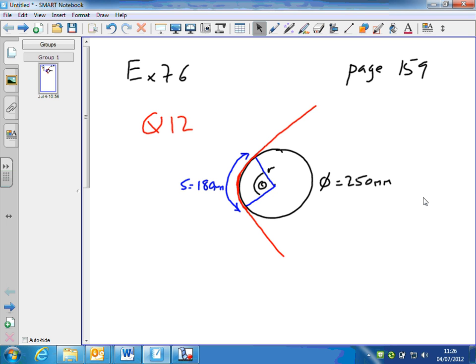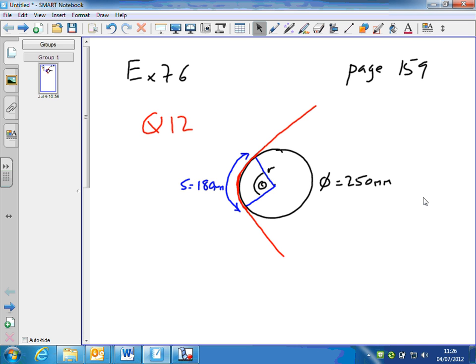Exercise 76, question number 12. We've got to find the angle of lap, theta, in this diagram as I've drawn it out here, for a pulley that's in contact with a drive belt. And the angle of lap, which is the lap of the drive belt that's in contact with the pulley, is the actual amount of distance where the pulley is in contact with the belt, as I've drawn here.